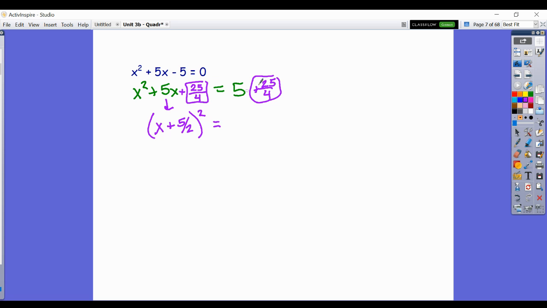Now, if you're good at your fractions, you can maybe do that. I'm going to take a little side trip because we need to add, which means we need a common denominator of 4. And this one's already 25 fourths, but we need to add 5 whole and turn it into fourths. 5 times 4 is 20. So we've got 20 fourths plus 25 fourths, which is 45 fourths. So that's what goes on this side.